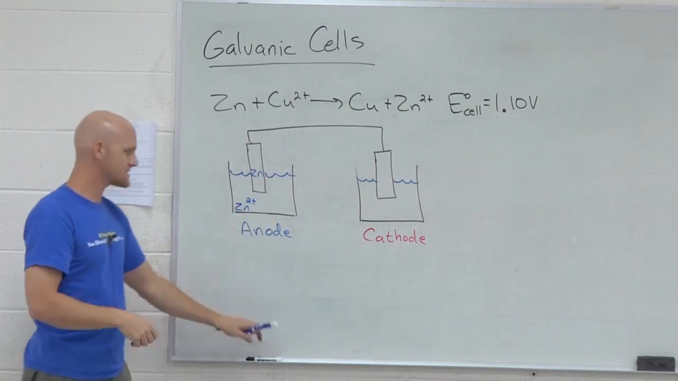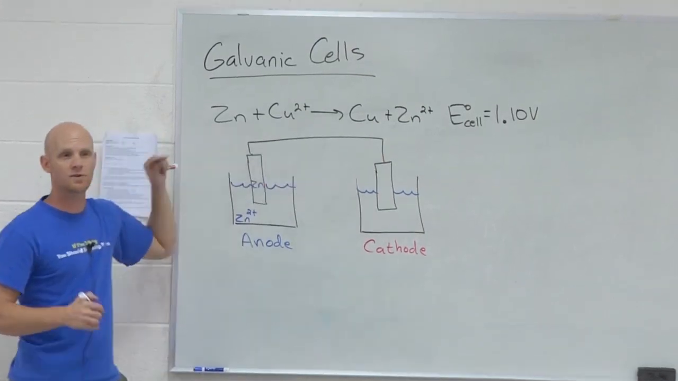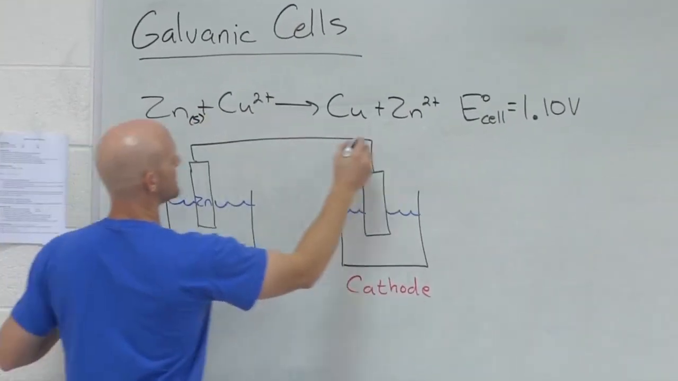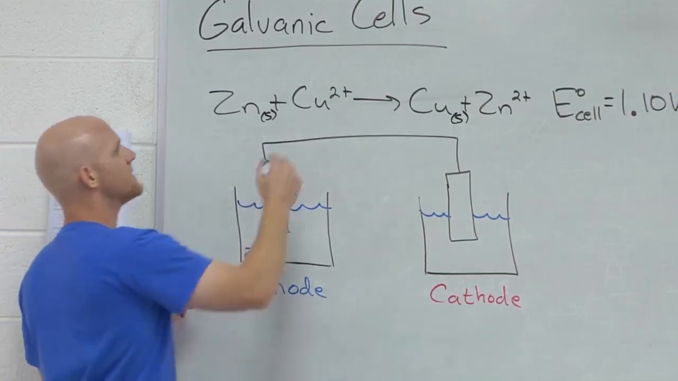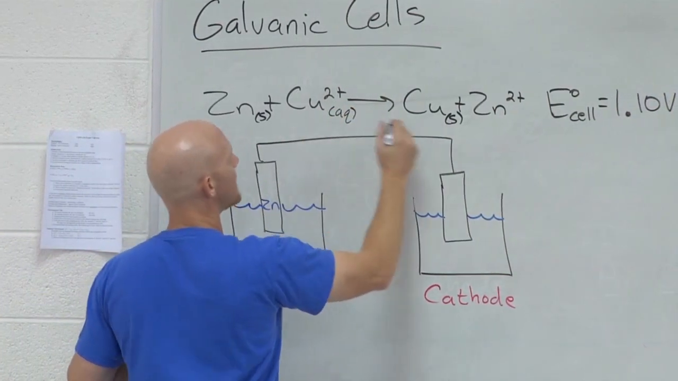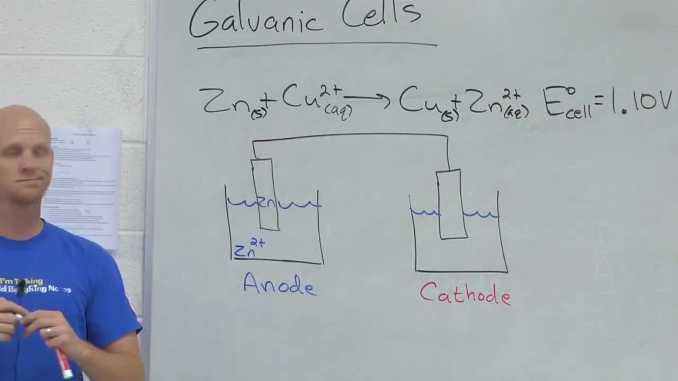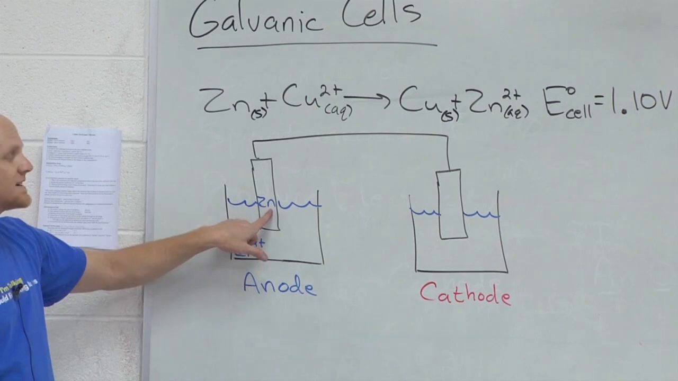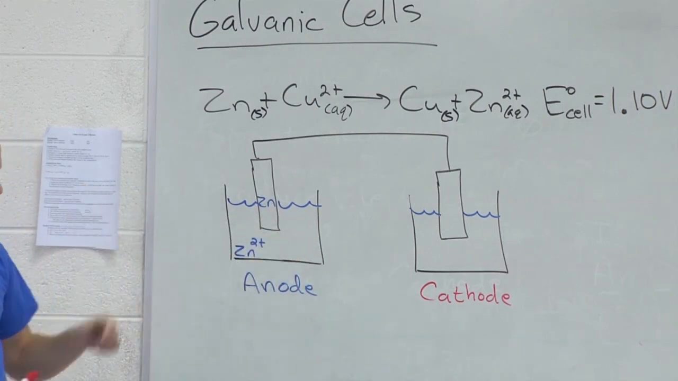I didn't show the phases here, but any metal in its elemental form besides mercury is in what form? Solid. And ions, if there's water around, are typically dissolved and are aqueous. And we expect you to know that. And so in this case, the zinc metal is the electrode. The zinc ions are dissolved in the aqueous solution.